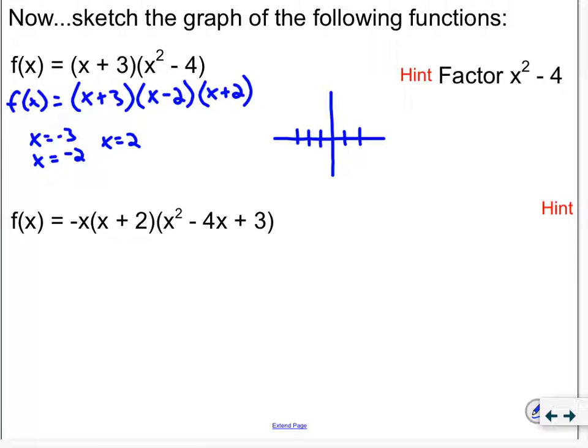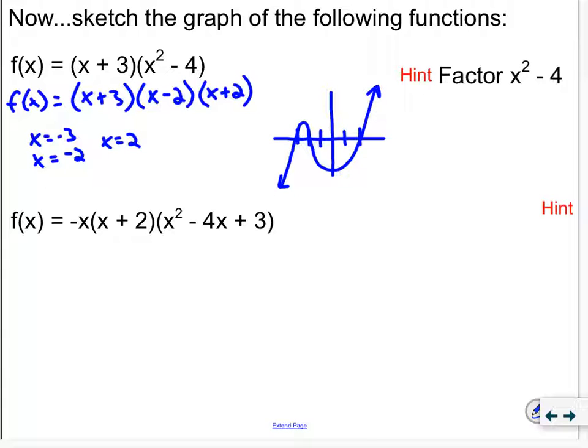It's a cubic graph, so it starts off in the bottom left of the graph. It goes up through -3, down through -2, up through +2. There's a quick sketch of my graph f of x. I wouldn't ask you to graph this on graph paper. You're going to make a sketch of it.